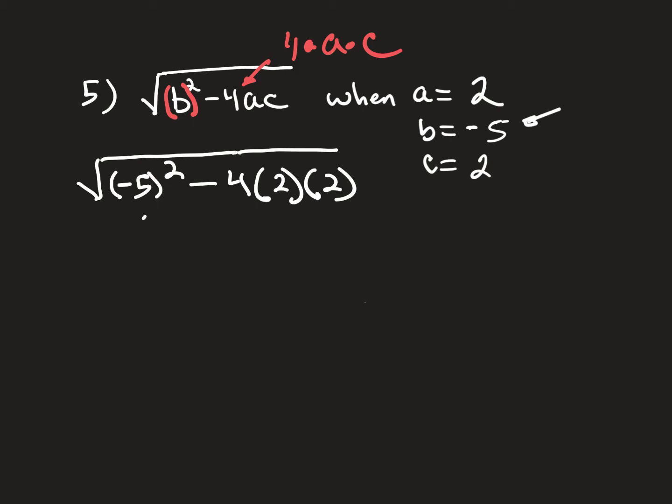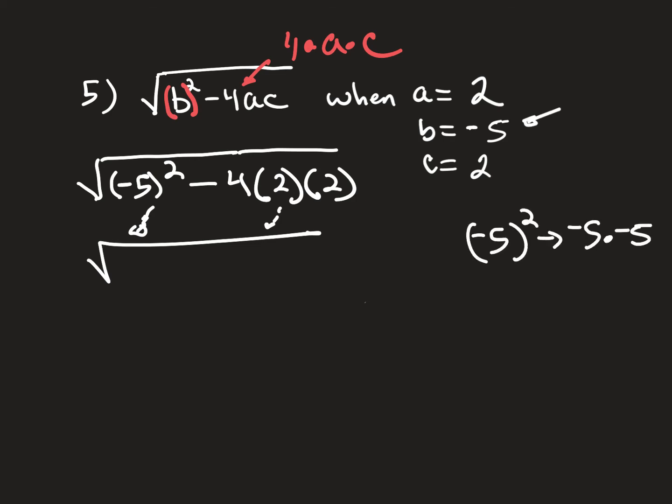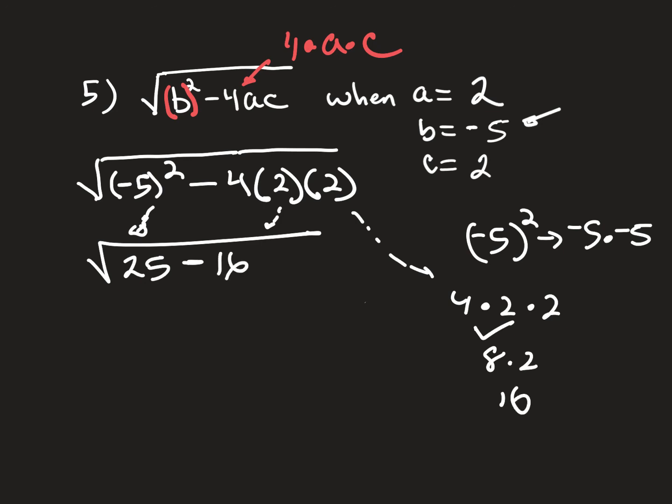So we must do the exponents first, and then we can do the multiplication. We still need the square root, and remember, a -5 squared means a -5 times another -5, which is a +25. Recopy the minus, and then 4 times 2 times 2 is 8 times 2, which is 16. Then we can do 25 subtract 16, which is 9, and the square root of 9 is 3.